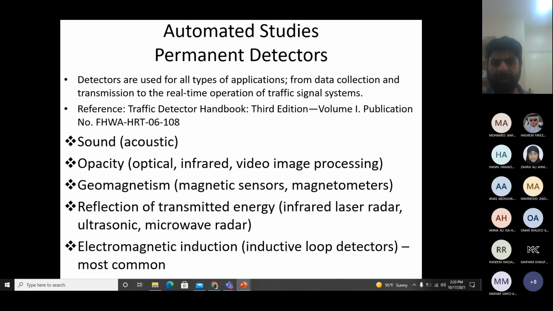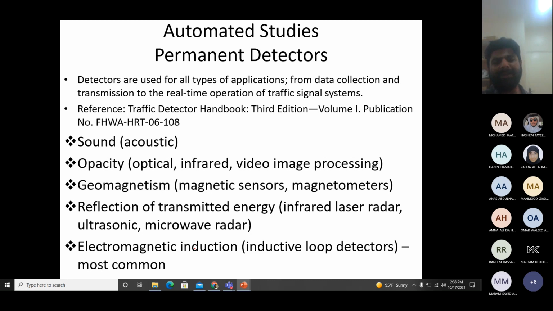Or you can use other transmitted energies as well. In the fourth type here, reflection of transmitted energy, you have a transmitter and a receiver. The transmitter is on one side of the road, the receiver on the other side. The transmitter constantly sends signals in the form of energy towards the sensor, and these signals can be in the form of radar, laser radar, ultrasonic waves, or microwave rays. Whenever the signals are disturbed by the movement of a vehicle, the count is taken.